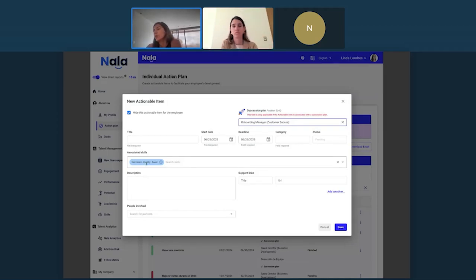And one of the things that we are developing right now, and it's going to be in a really short term, is that we are going to set here an assistant that is going to help the manager to write the development plan. So if I say, okay, I want him to be ready for decision quality, what are some suggestions that Nala gives this manager on how to develop this person?